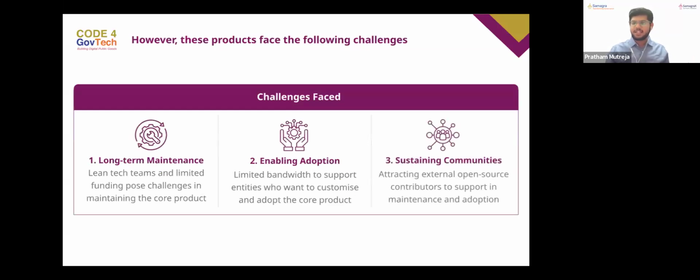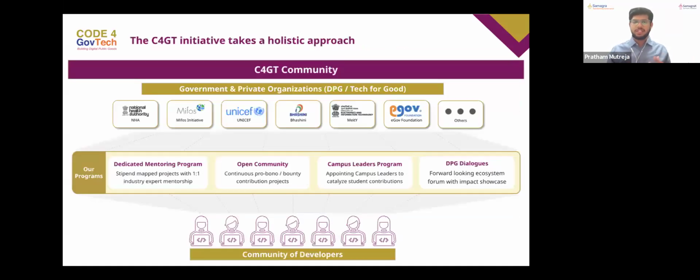And the next thing is sustaining communities. Since all of this is in open source and open source products have communities around them, these organizations also feel problems in sustaining their open source communities. So where does C4GT come into the picture? C4GT community bridges the gap between the organizations and the community of developers.